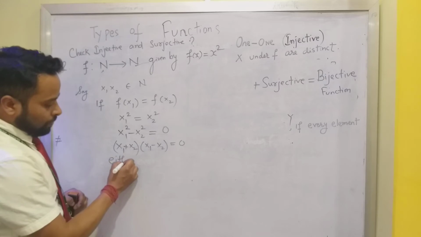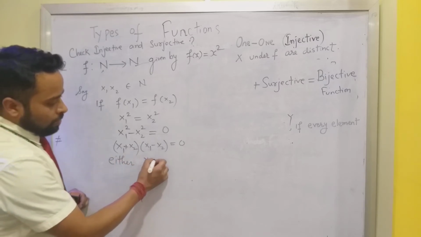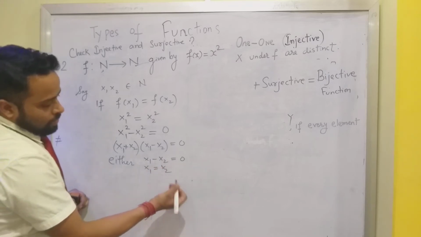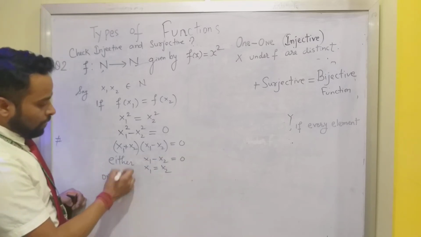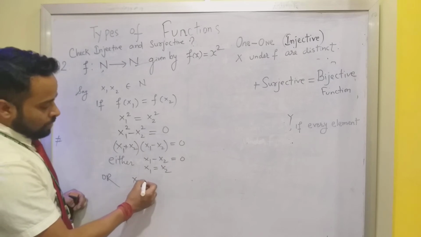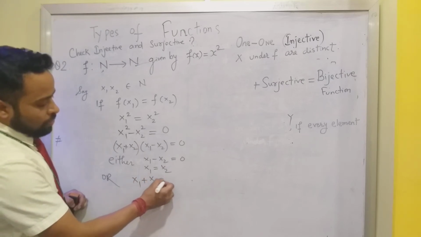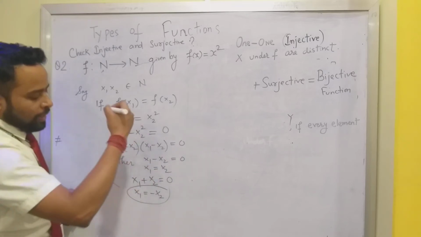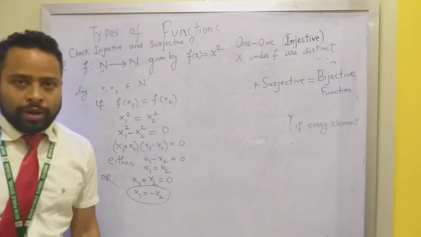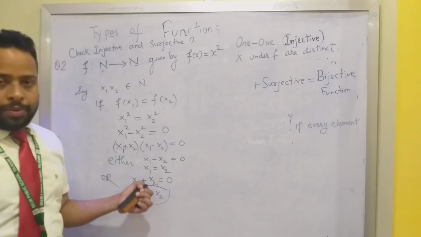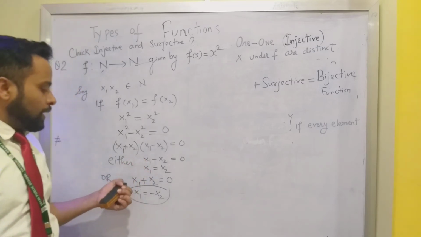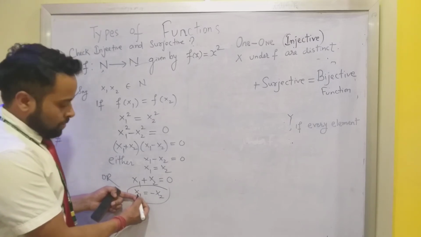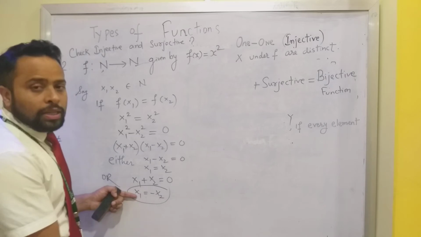Either x1 minus x2 equals 0, x1 equals x2, f is 1-1, or we cannot neglect the second part, x1 plus x2 equals 0, x1 equals minus x2. This gives me a hint that it is not 1-1 if I put a positive number. If one side is positive, the other side is negative.